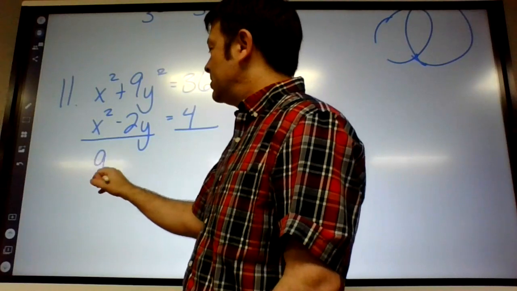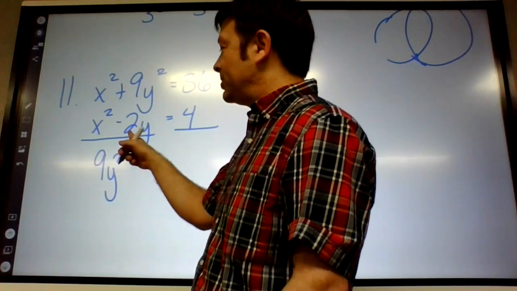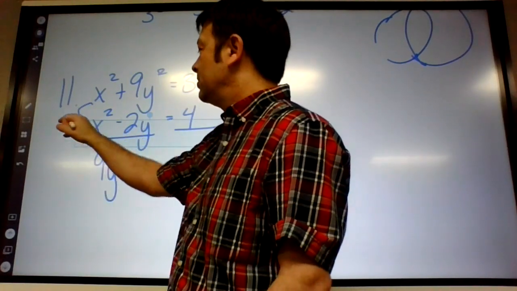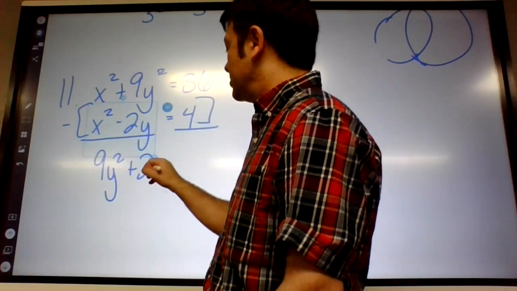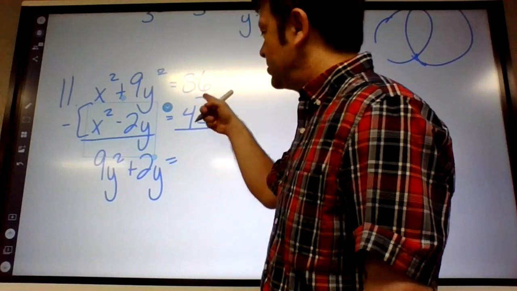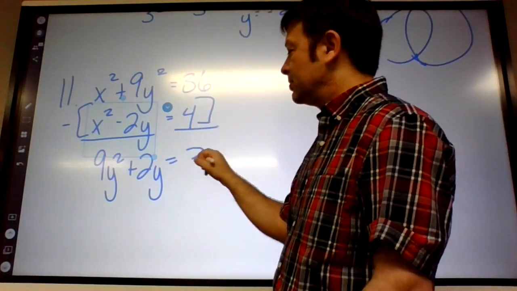This is 9y squared. We're subtracting the bottom line. So this is actually minus 2y, so it's plus 2y. And this is 36 minus 4.